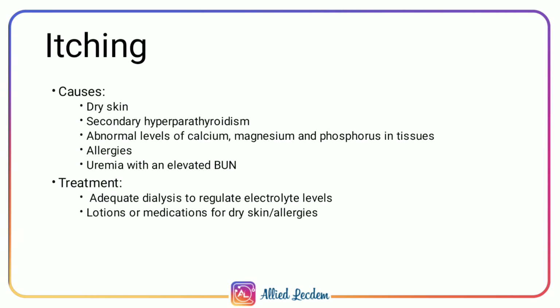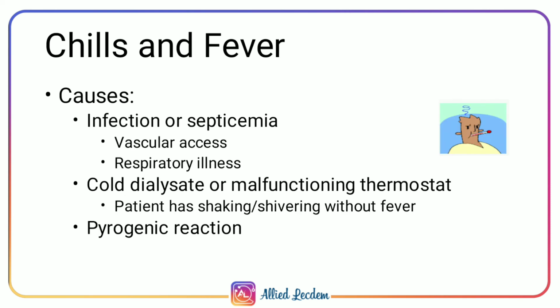Itching. Causes: dry skin, secondary hyperparathyroidism, abnormal level of calcium, magnesium and phosphorus in tissue, allergies, uremia with elevated BUN. The treatments are adequate dialysis to regulate electrolyte level, lotion or medication for dry skin or allergies. Chills and fever. Causes: infection or septicemia, cold dialysate and pyrogenic reaction.